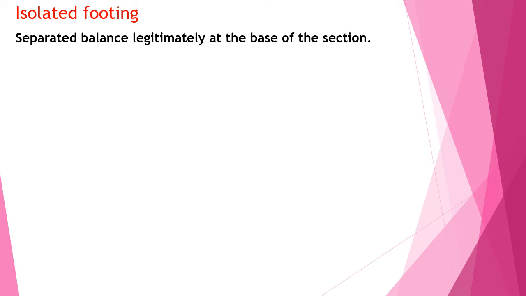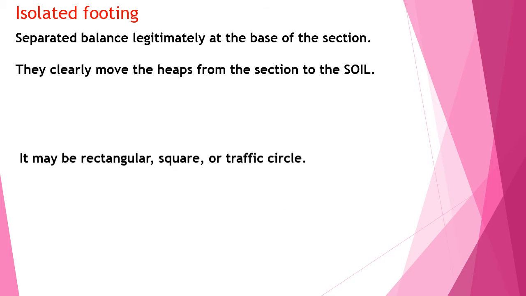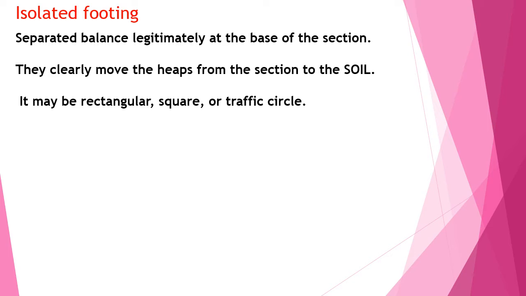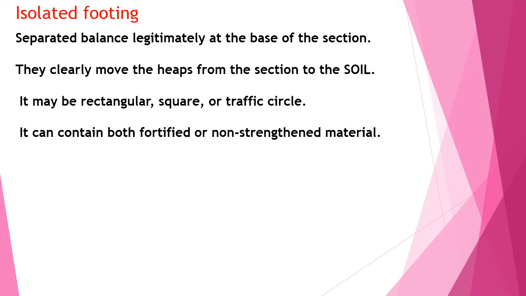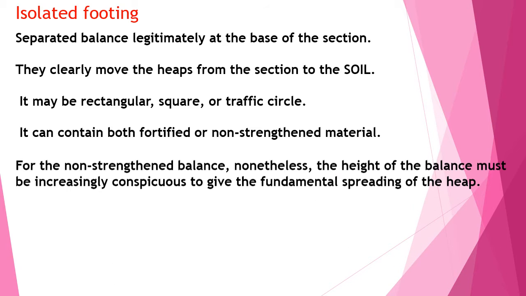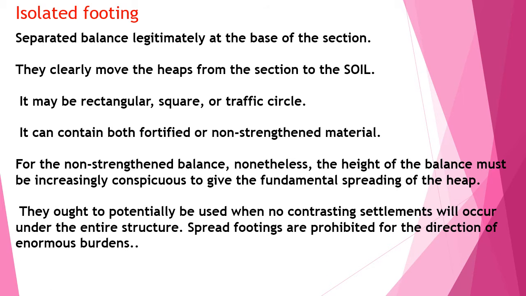Isolated footings are placed directly at the base of the column. They directly move the loads from the column to the soil. It may be rectangular, square, trapezoidal, or circular, whatever the shape might be. It can contain both reinforced and non-reinforced materials. For the non-reinforced footing, however, the height of the footing must be greater to give the necessary spreading of the load. They are potentially used when no limiting settlements will occur under the entire structure.